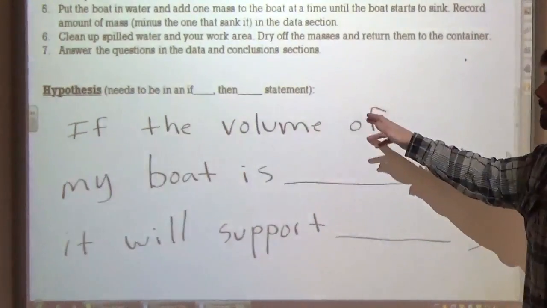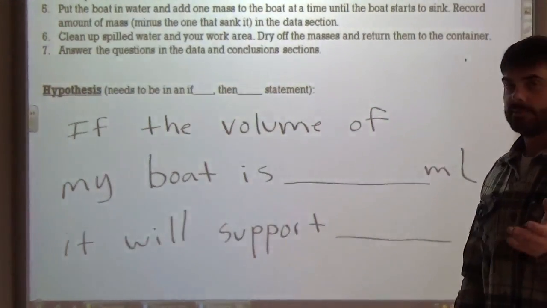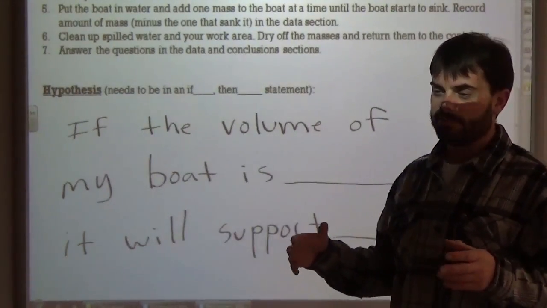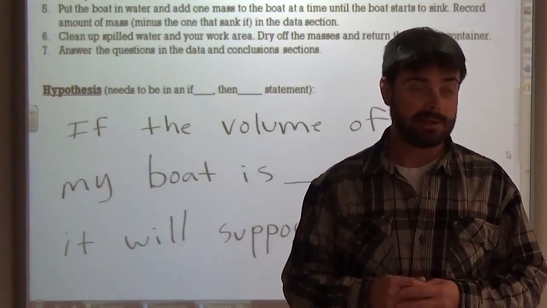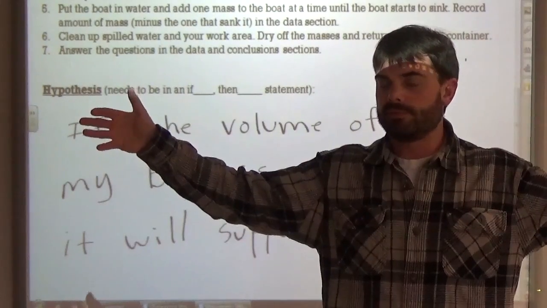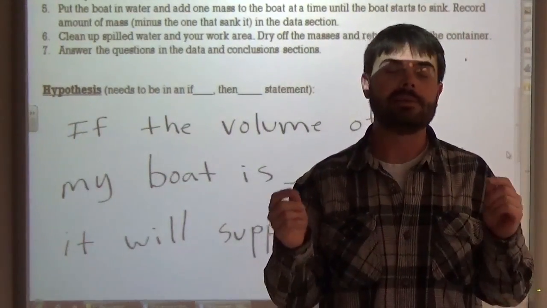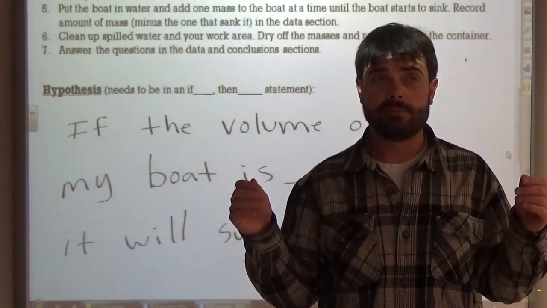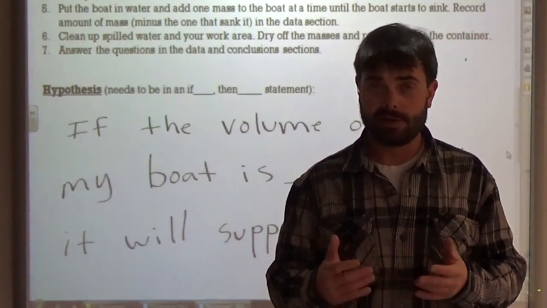Once you make your boat, you're going to have to make a hypothesis based upon the volume of your boat. So the whole concept here is how does volume or water displacement relate to the buoyancy force of an object? Generally speaking, I'm sure we get the idea that a larger boat should be able to hold more mass than a smaller boat, but we want to look at it directly. How does the volume in milliliters pertain to the mass that the boat can support in, say, grams?